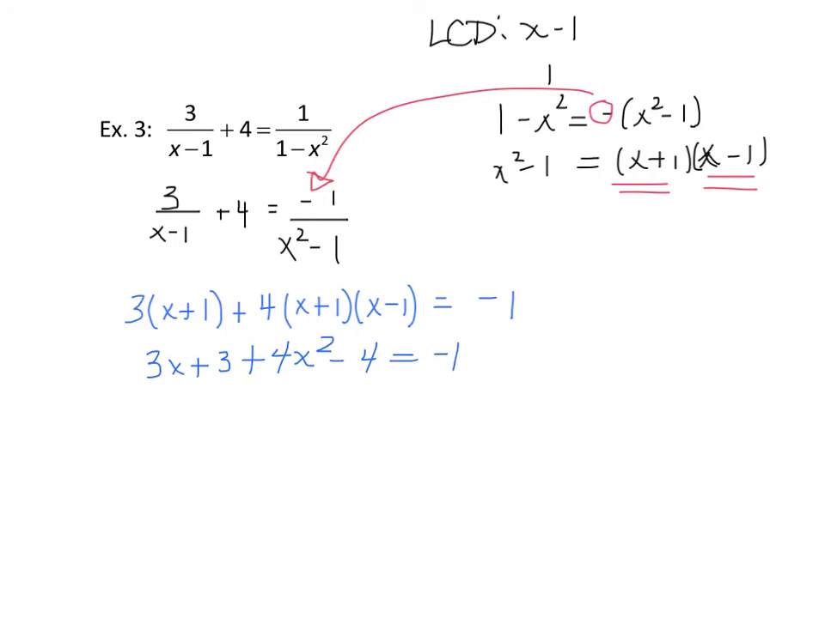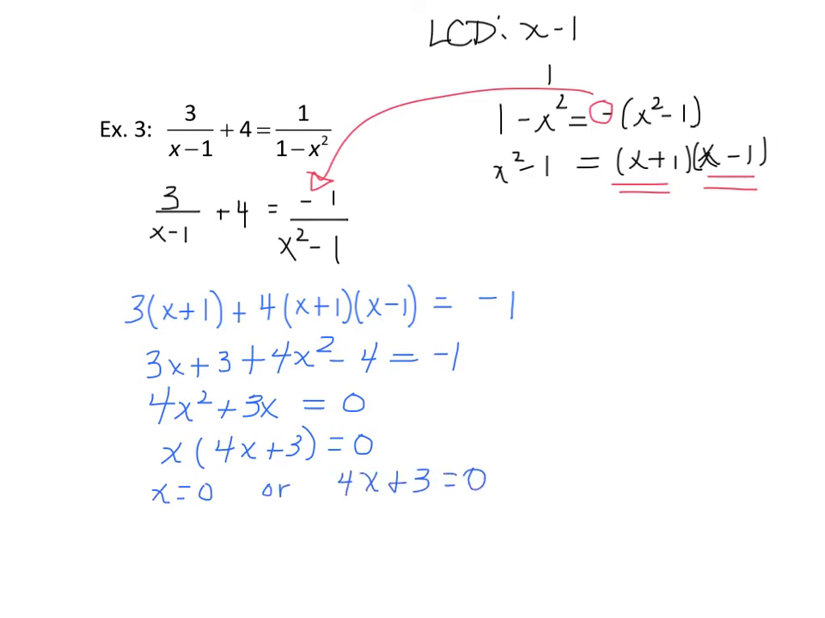equals negative 1. Remember that with quadratics, we can only solve them if one side of the equation equals 0. So combining like terms and moving the plus 1 to the other side, I have 4x squared plus 3x. 3 minus 4 is going to be negative 1, and I'm going to add a 1, so that's going to be a 0 there, so this equals 0. Factor out your x. We have x times 4x plus 3 equals 0. So either x equals 0 or 4x plus 3 equals 0. Solving for x, we have x equals 0 or x equals negative 3/4.